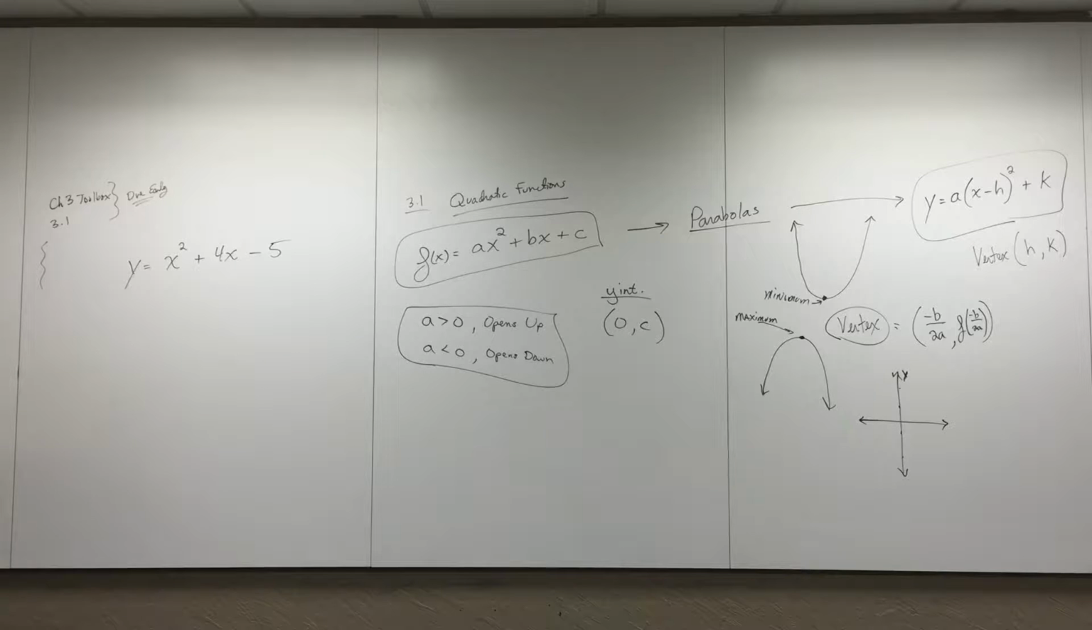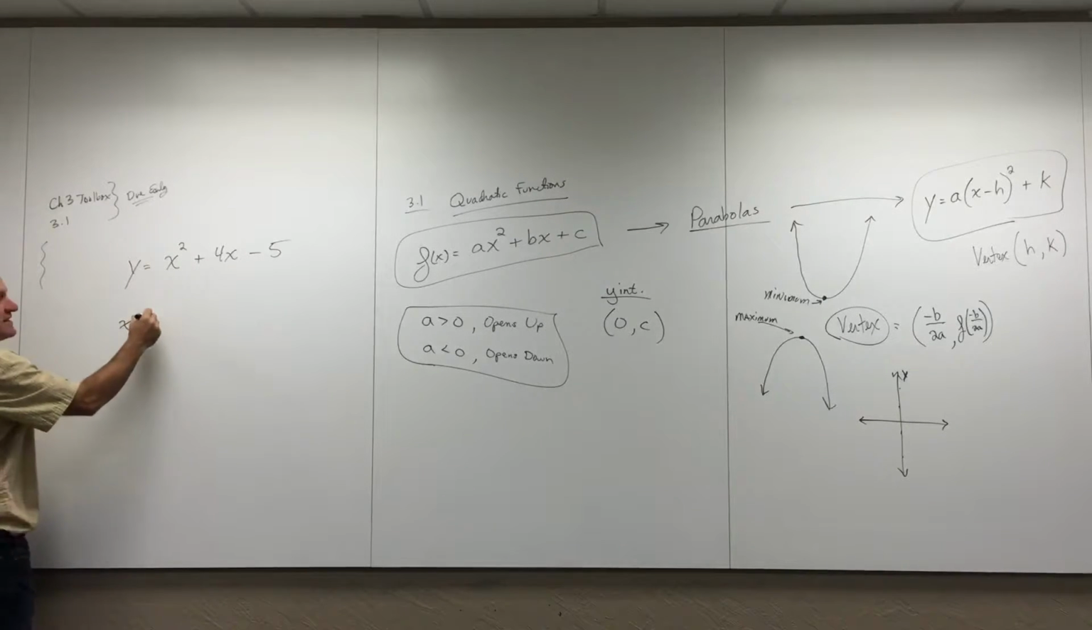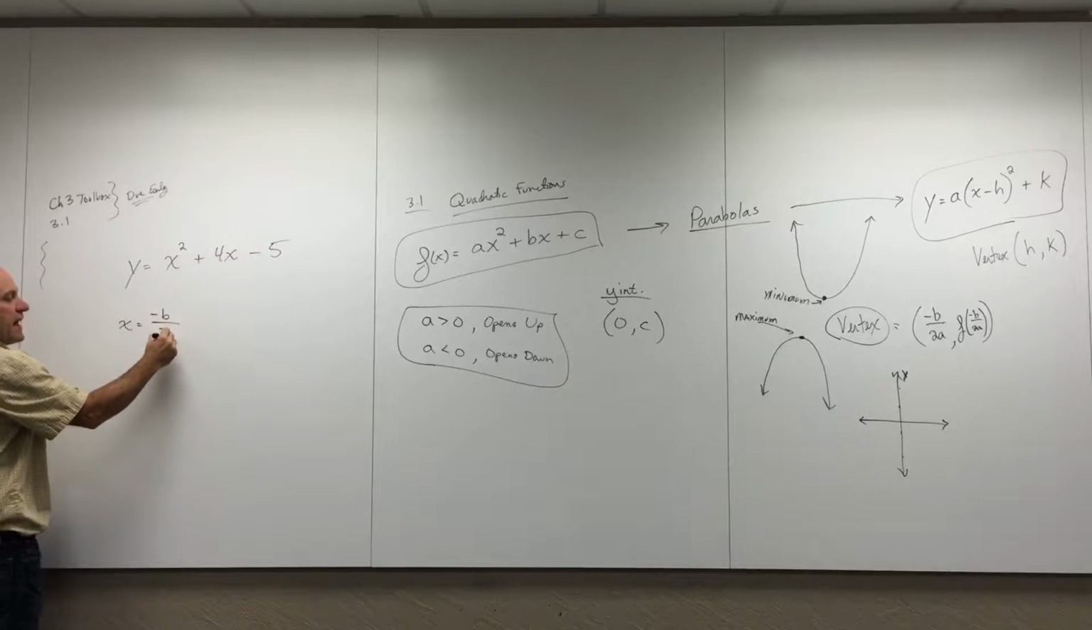So this is an easy one, but I think I need the vertex. I think I want to sketch a graph. I think I want to do a lot of things here. So I need step one, I need the vertex. So how do you get the x value of the vertex? It's negative b over 2a.